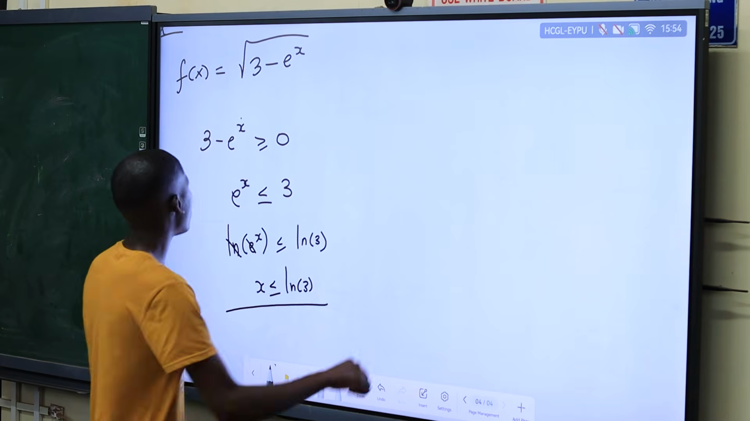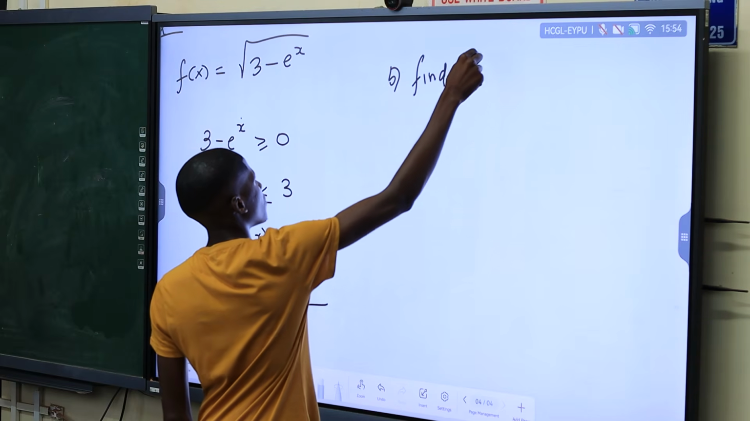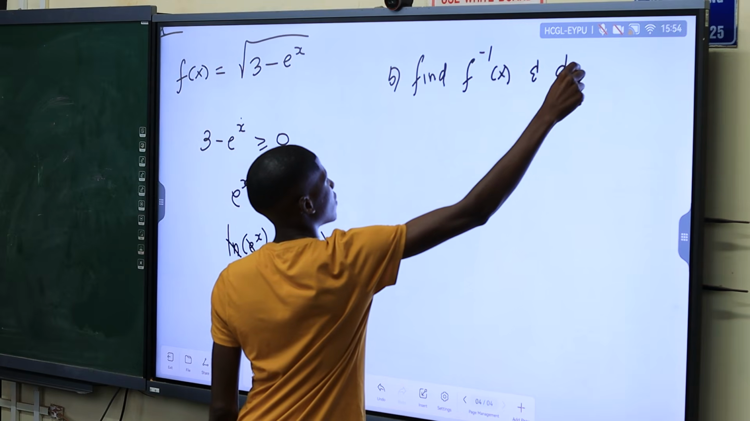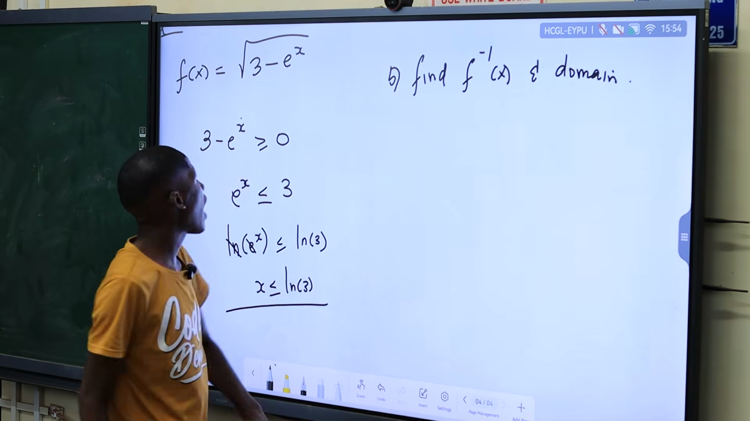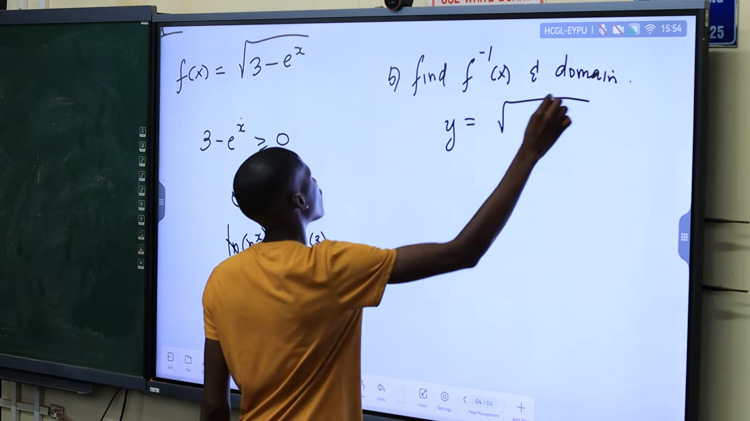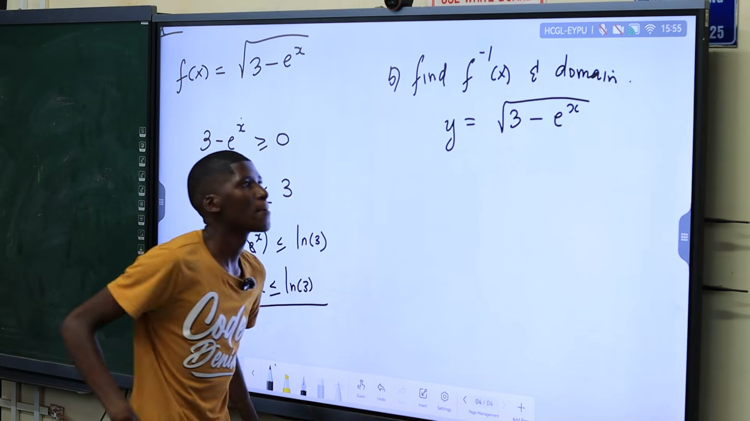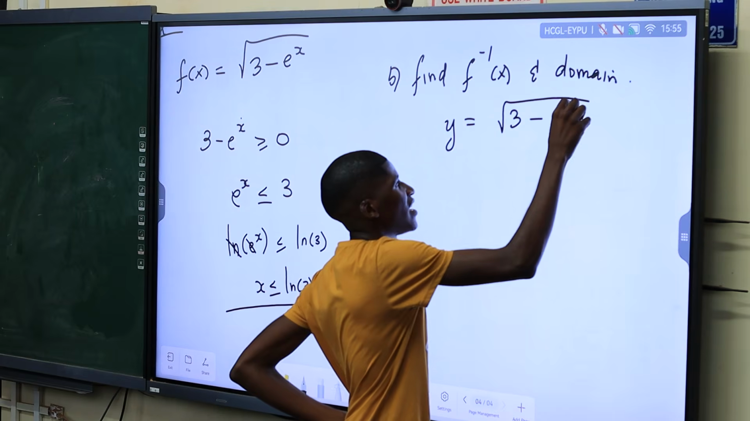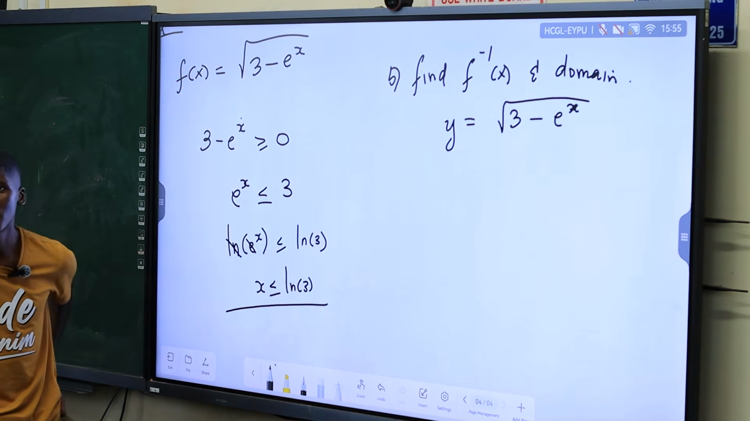And then they say find the inverse and its domain. Follow up: find the inverse of the original function. So how are we going to find the inverse? This is the function y is equal to the square root of 3 minus e to the power of x. Find the inverse of this function.